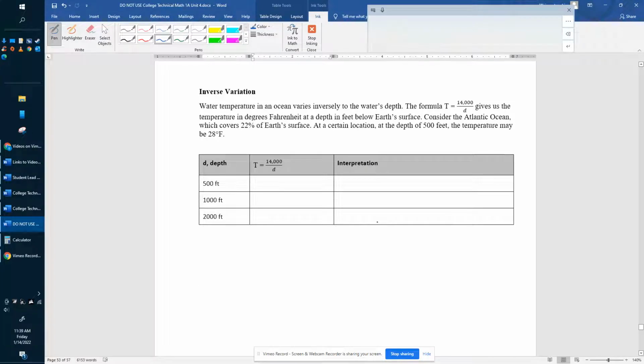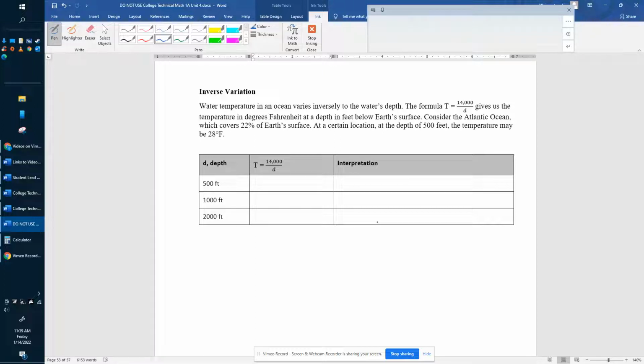Welcome back. Now we're going to talk about inverse variation. So water temperature in an ocean varies inversely with the water's depth. We're given the formula T for temperature equals 14,000 divided by D, our depth. That gives us the temperature in degrees Fahrenheit at a depth below the Earth's surface.